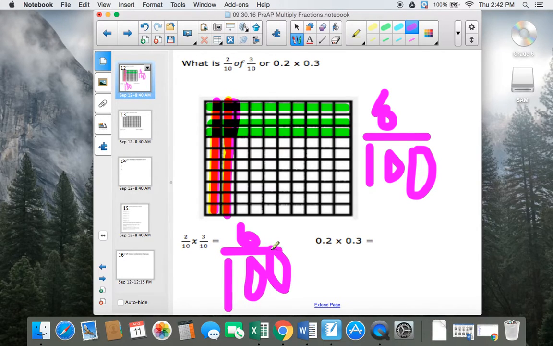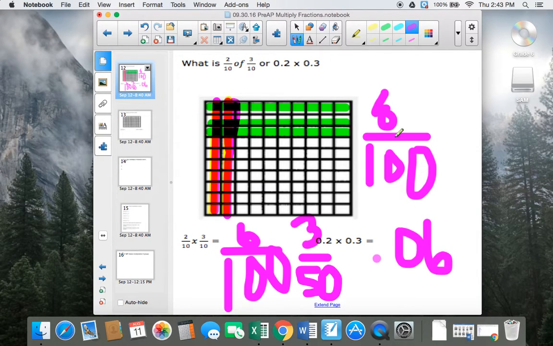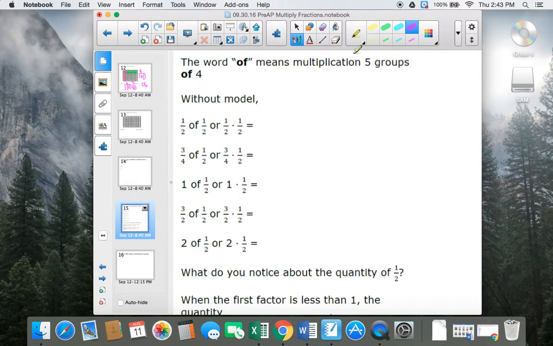So 6/100. You could simplify that by dividing both numbers by 2, and you get 3/50. So a fraction can also be looked at as a decimal. 2/10 times 3/10 would be 6/100, and that is equivalent to 3/50. So let's look at more examples right here.